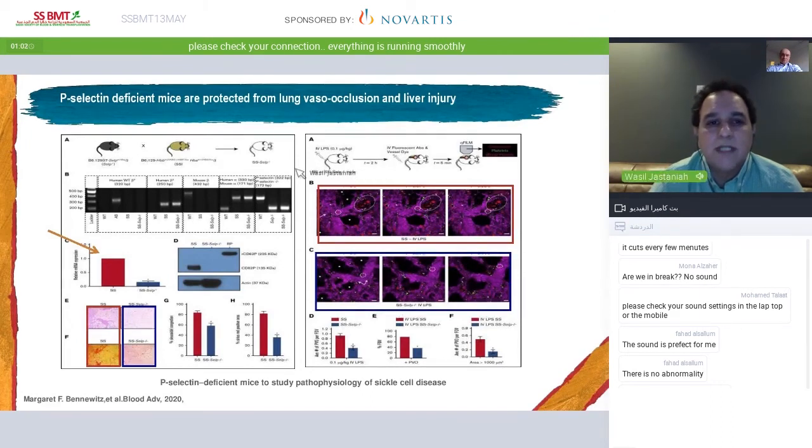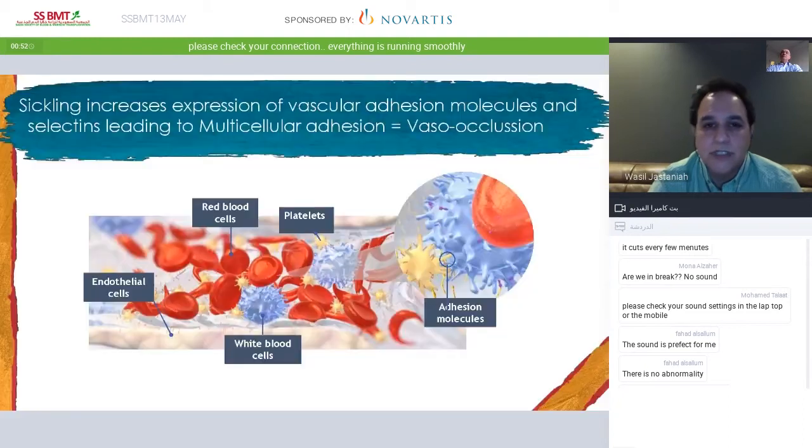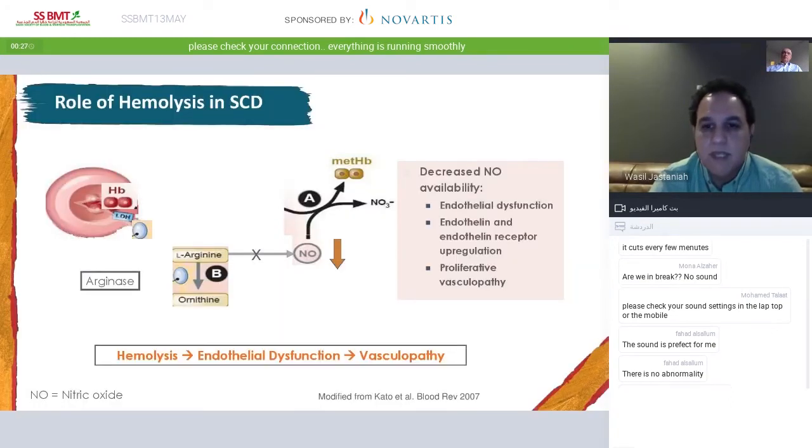Yeah. So collectively, this study showed that p-selectin deficient mice are protected from lung vaso-occlusion and liver injury. So these studies collectively indicate that sickling increases expression of vascular adhesion molecules and selectins, leading to multicellular adhesion, which is a major contributor to the pathophysiology of vaso-occlusion in sickle cell disease.